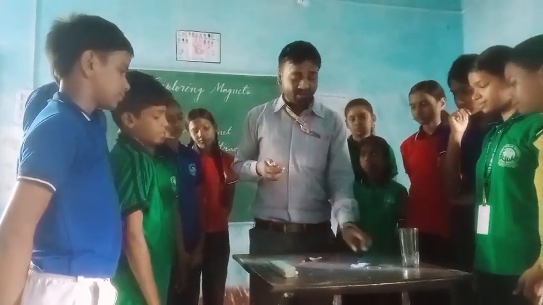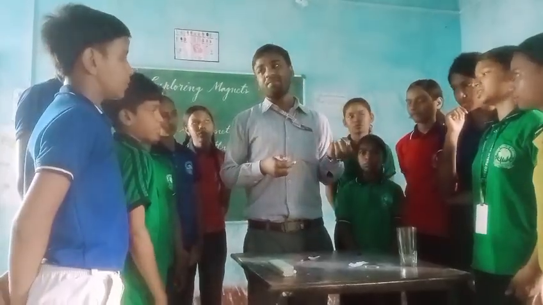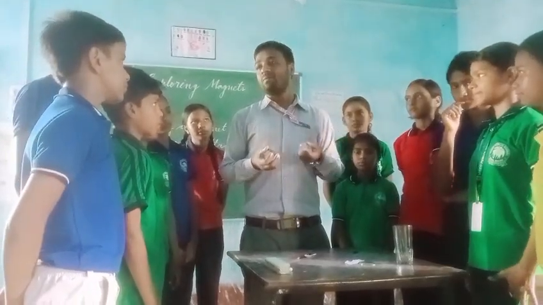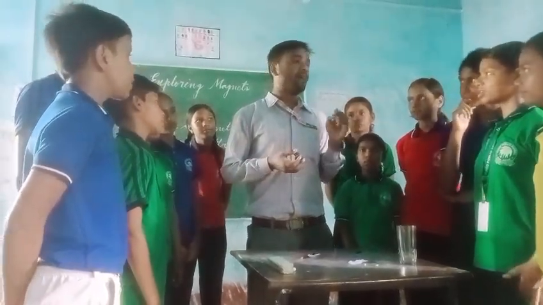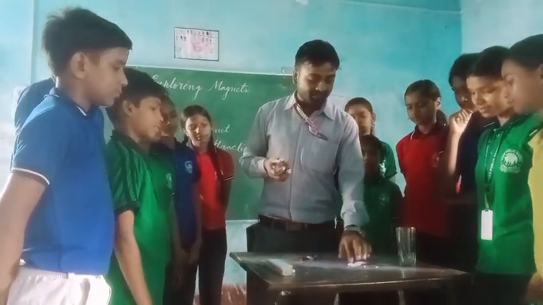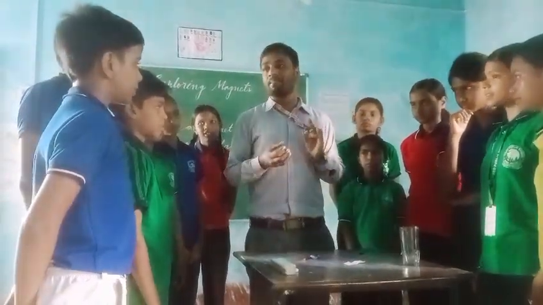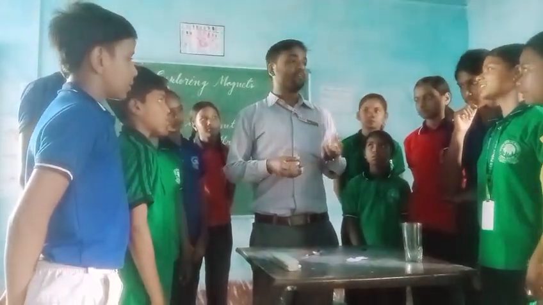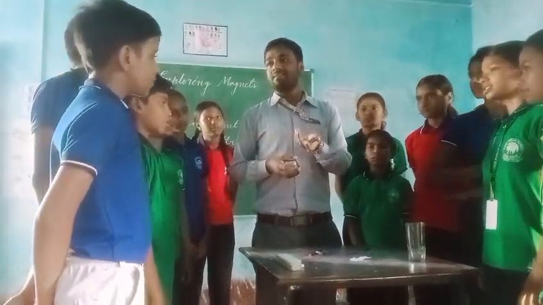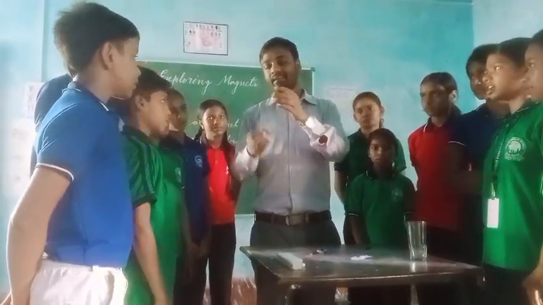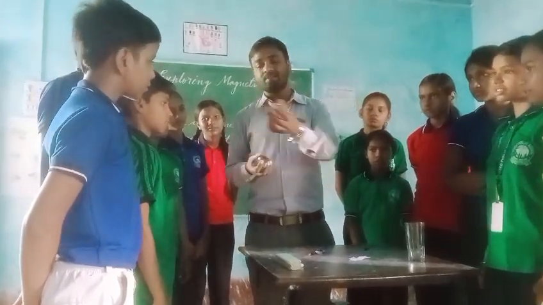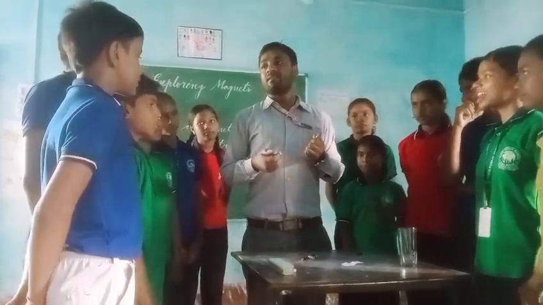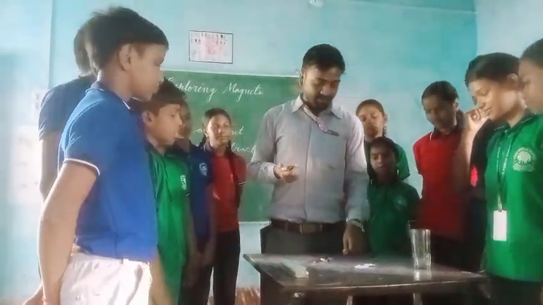What about this eraser? No, because it is made of rubber. So we can say rubber is a non-magnetic material. Very good observation. What about this bangle? Yes, it will stick. You can see it sticks. Why? Because it is made of iron. Very good observation. So iron is a magnetic material. Very nice.